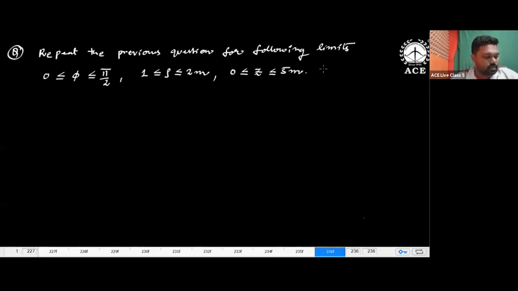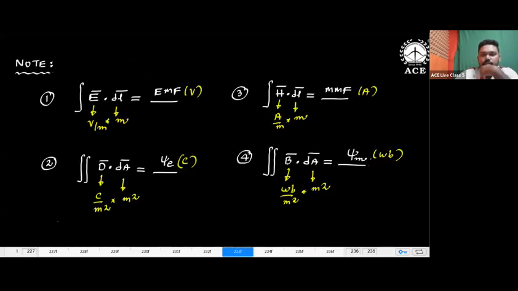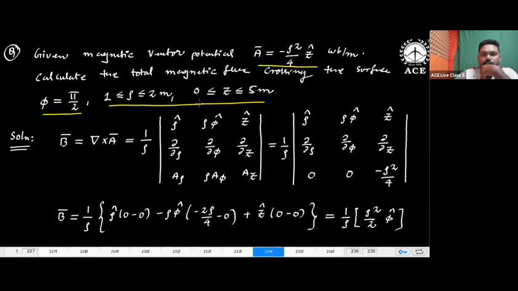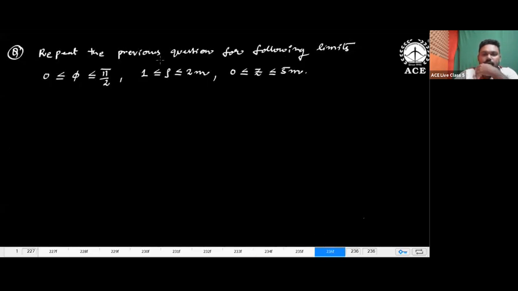Yes, what is the answer, if these are the limits? I want answers from your side. Come on, speak out. Same, no? Just think about it. What is the difference between the previous limits and these limits? Previous question is this one. These are the limits. Phi is equal to constant. It is not ranging. Here phi is ranging.